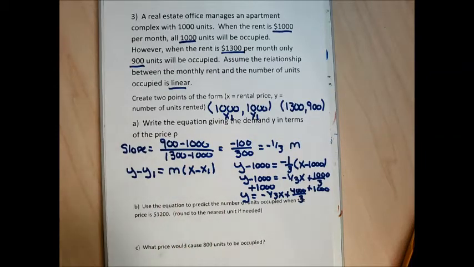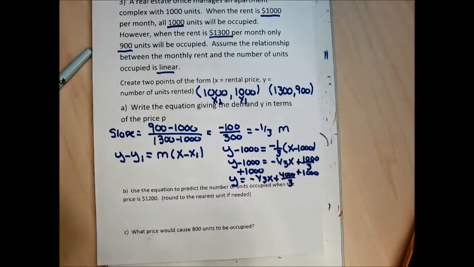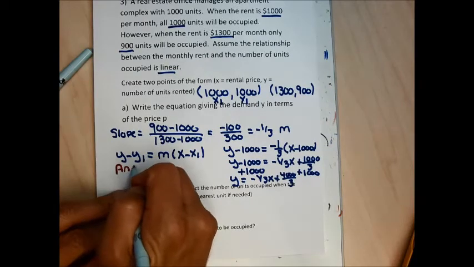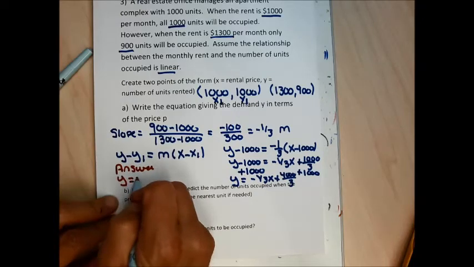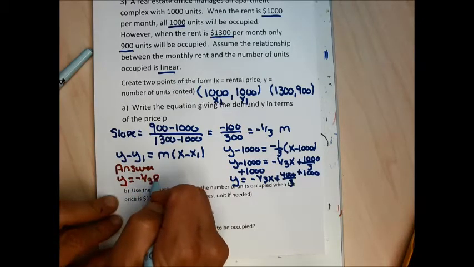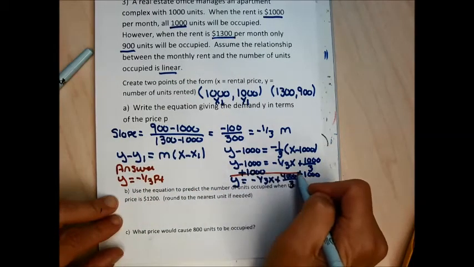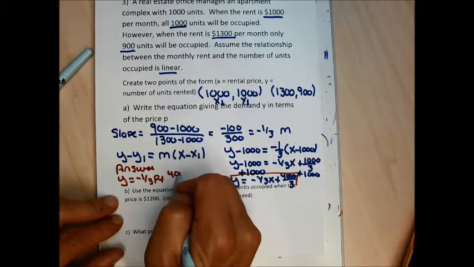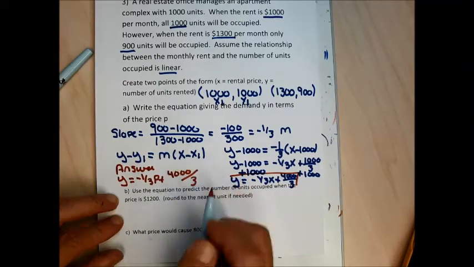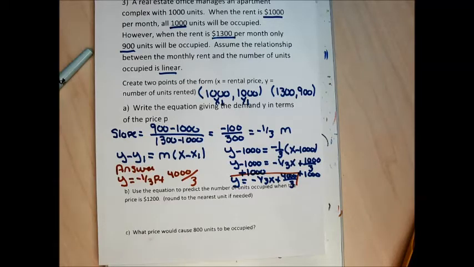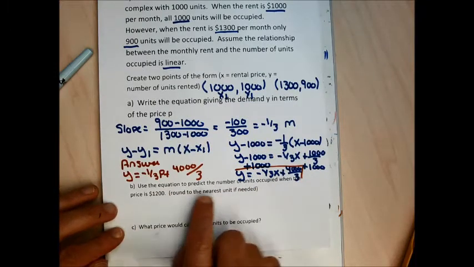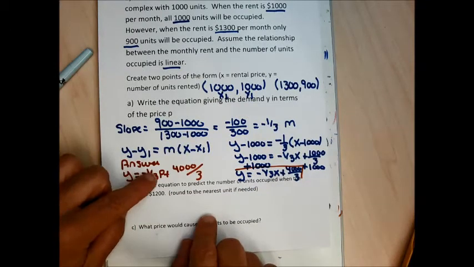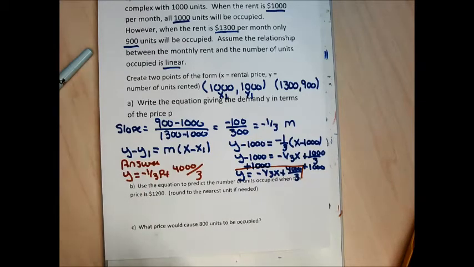So when I go to write my answer for 3a, I'm going to say y equals negative 1/3 p plus 4,000 over 3. We could certainly use x instead of p for the price. All right, now I'm going to use the equation to answer some questions. Part B, use the equation to predict the number of units occupied when the price is 1,200. So I'm going to plug 1,200 in for P and get the number of units.